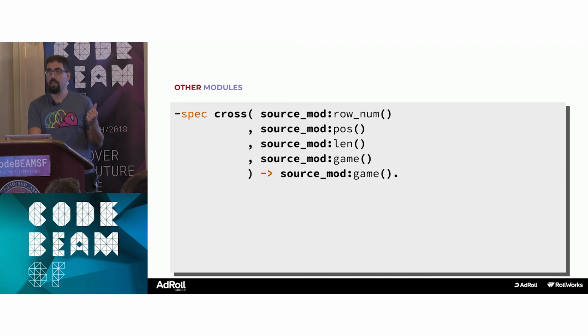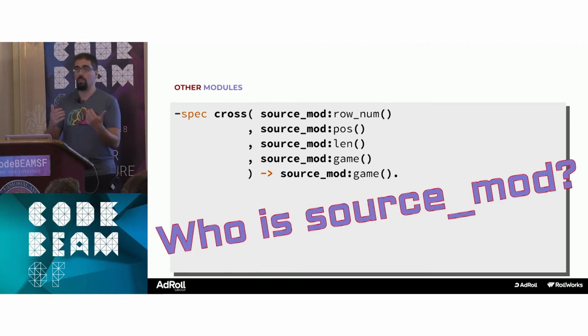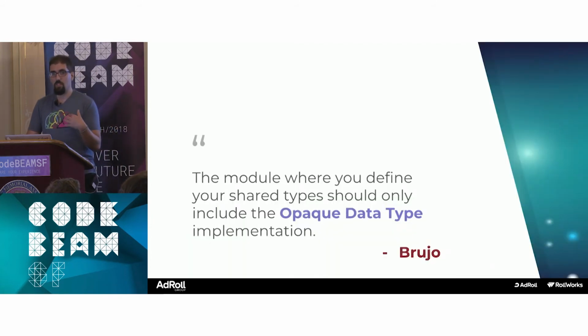OK, but the question here is, where is the source module, or who is the source module, right? Where do you define your types? And there are many alternatives. My proposition is that you define the types in the only module that uses them. I wrote that in a very complex way, but basically, if you define a type for games, you have a module that manages games. And the only module that knows how a game is built internally is that one.